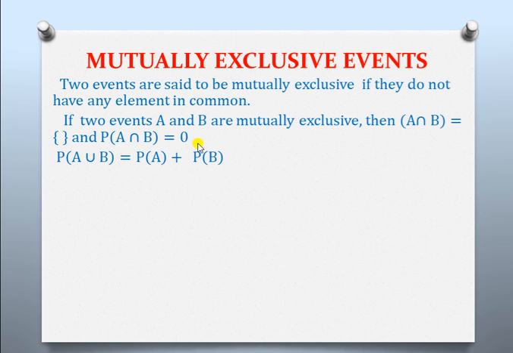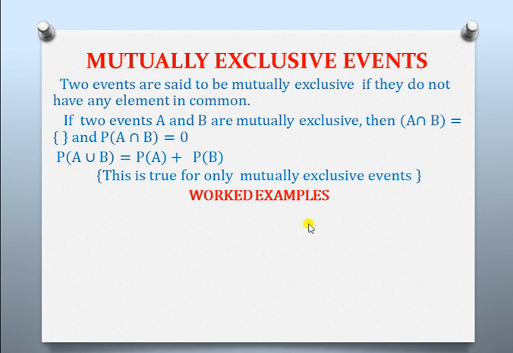So what does it give as an implication? It also tells you that now the probability of A union B becomes the probability of A plus the probability of B. Remember, it would be minus the probability of A intersection B, but we say the probability of A intersection B is already 0. This is only true for mutually exclusive events. That is a very serious note for you to take seriously. Let's look at some examples.